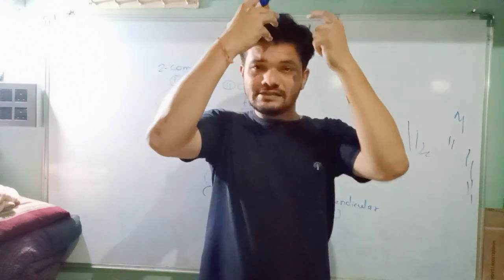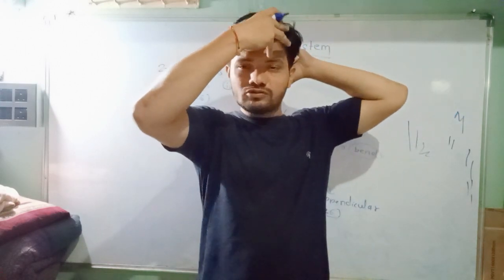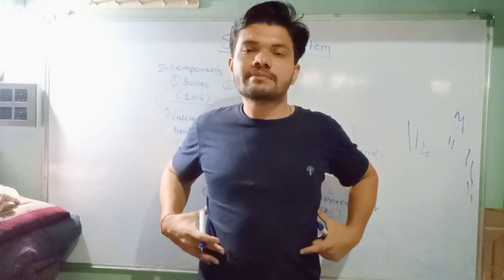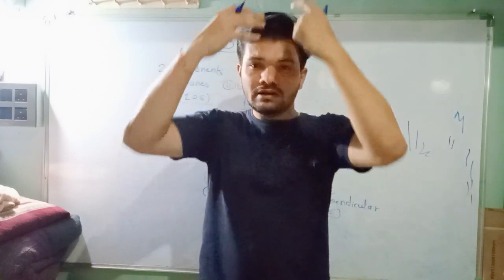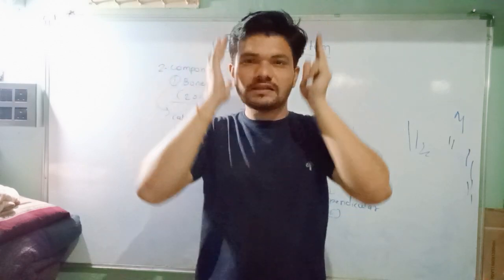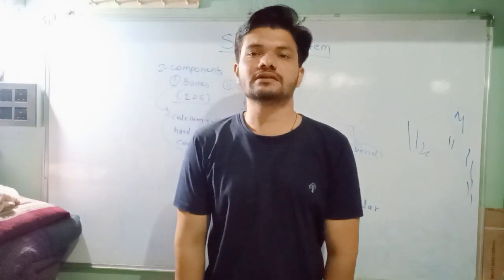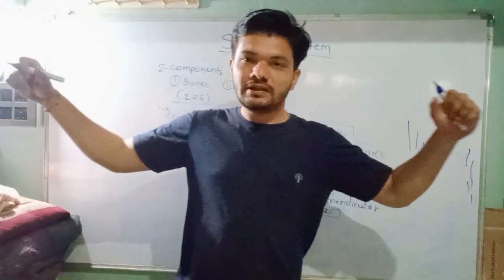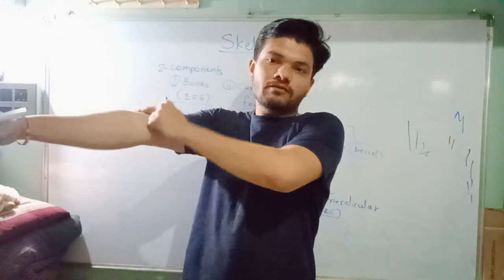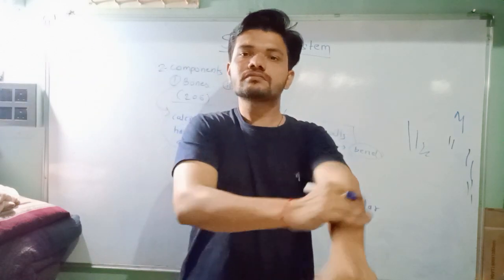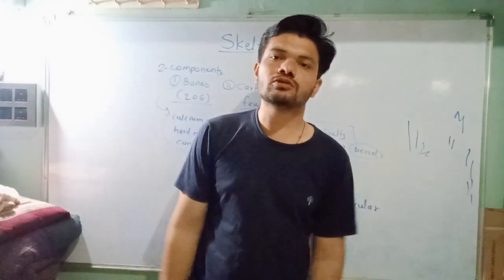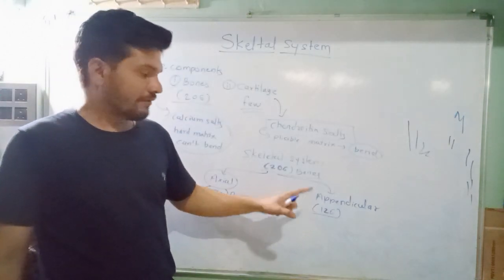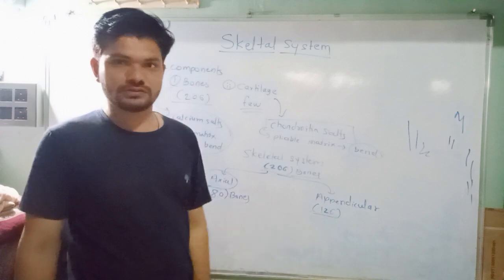See, your axial skeleton is what? It includes your skull, your vertebral column, your ribs, your sternum, etc. The bones present in the central axis are the axial skeleton. They contain 80 bones. Then the appendicular skeleton is made up of your limbs, your appendages, both hands and both legs, having 126 bones.